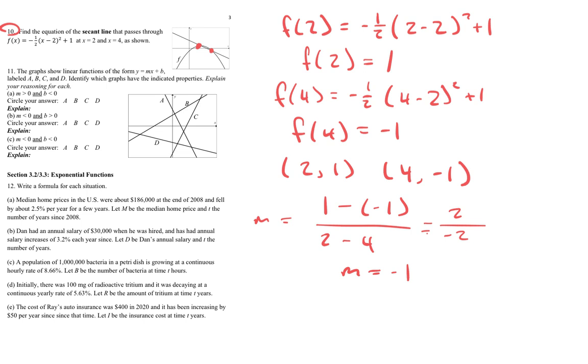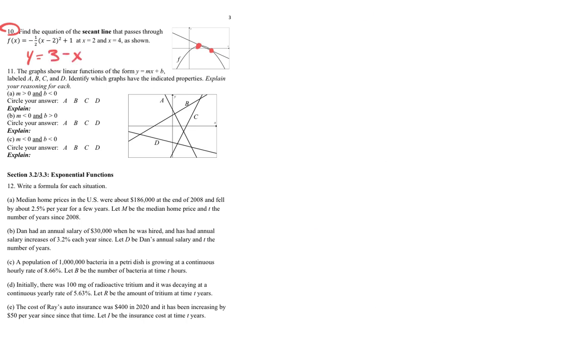I'm just going to use our point-slope equation. So our point-slope is that we have y minus some point, we'll use this one right here, equals our slope times x minus the x value there. So if we distribute this out, we get y equals negative x plus 3. So that's our equation there, 3 minus x.